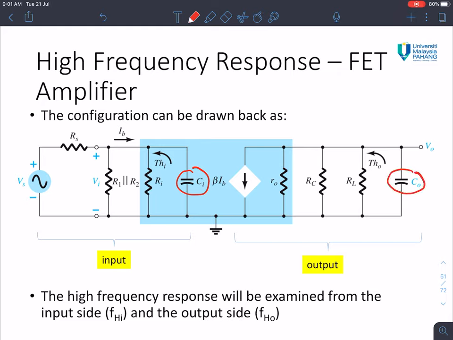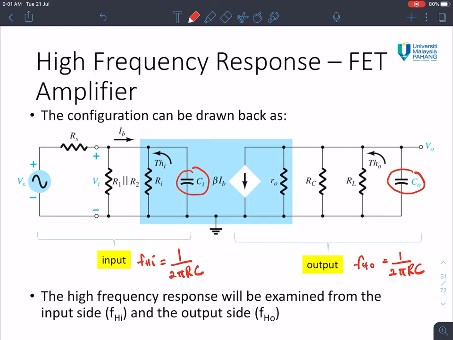The high frequency response will be examined from the input side to get FH in, and from the output side to find FH out. So we will get FH in here and FH out here. Remember the basic formula for the frequency is 1 over 2 pi RC.